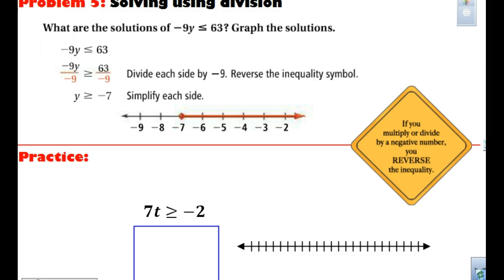So we're looking at that next problem. They have -9 times y, which they divide on both sides. The inverse is to divide by -9. And notice it started with a lesser equal, and once they put that division, they changed this to a greater or equal, okay? So they graphed it, again, closed circle, going to the right.